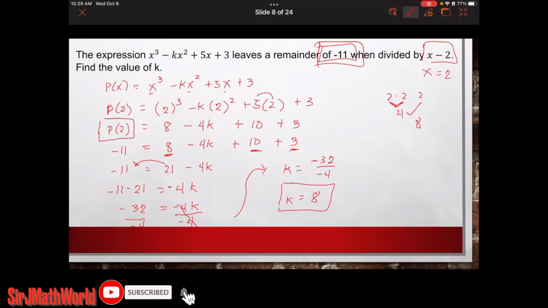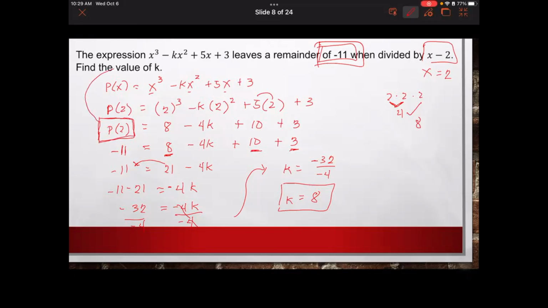Verification? Yes, klaro. The question? Sir, saan po nakuha yung negative 11? Itong negative 11 na to, sa isa kanina, pinalitan natin yung P of 2. Yung P of 2 mismo ng ito, from here, leaves a remainder of negative 11. Okay? Okay na po.